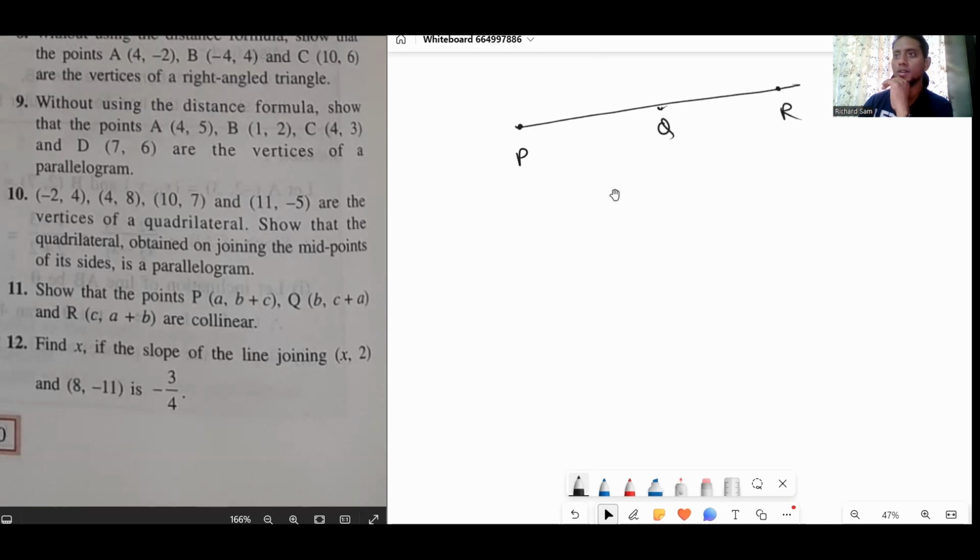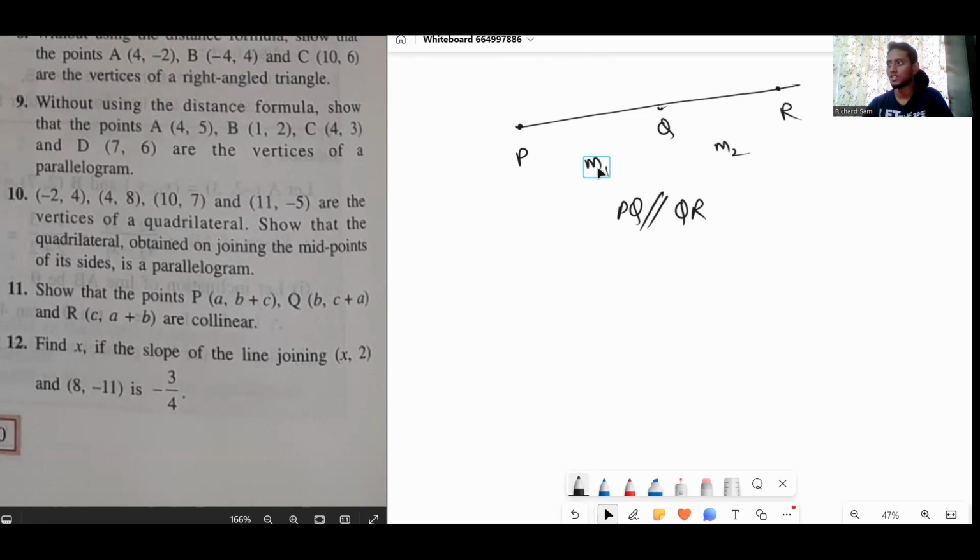Nothing? Okay. Listen. Find the slope of PQ. We'll call that M1. Find the slope of QR. We'll call that M2. And how should their slopes be? Equal, because PQ is parallel to QR. PQ is parallel to QR, right? If they're on a straight line, that means these two lines are parallel to each other. Did you understand now?